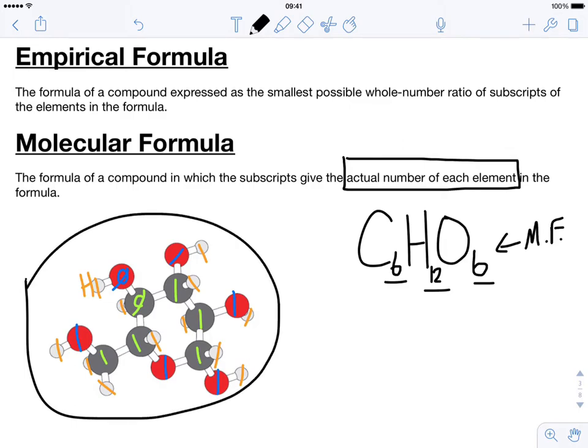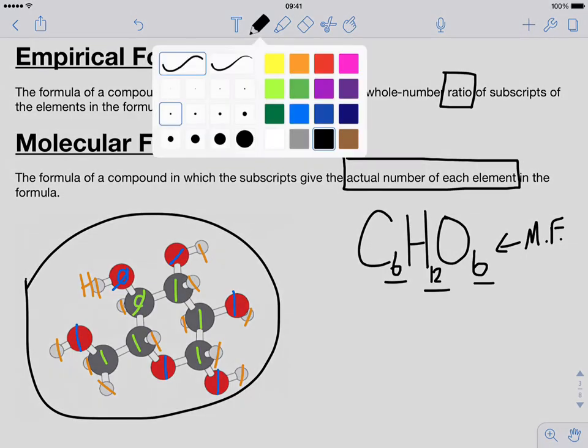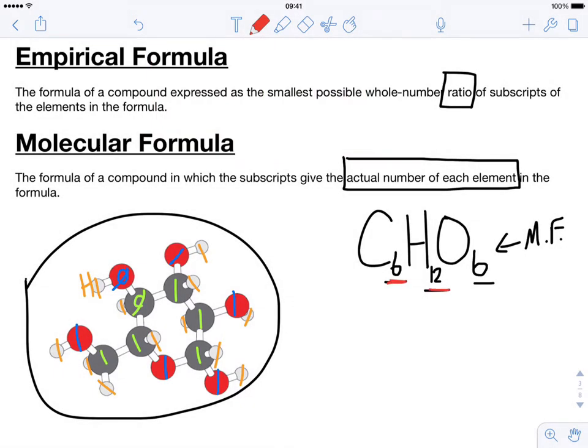So from this molecular formula, how do we figure out the empirical formula? The key word in the definition of empirical formula is ratio. So empirical formulas are expressing ratios. To figure out what the empirical formula of this molecular formula is, we have to take a look at the subscripts down here. Specifically, we have to ask ourselves, are these numbers reduced? Or is there a greatest common factor between them that we can use to reduce them?